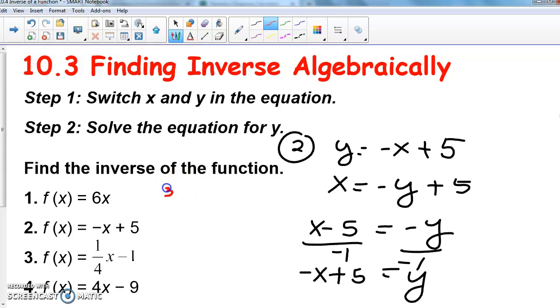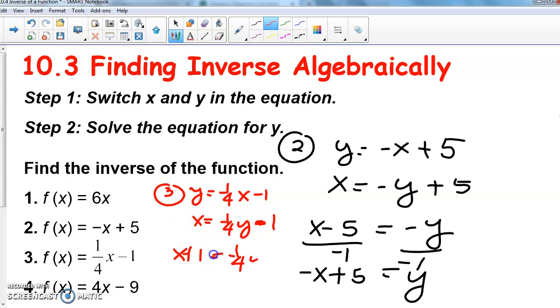For number 3, it's y equals 1/4 x take away 1. So switch x and y around. That's x equals 1/4 y minus 1. Okay, so move the 1 over, so it becomes x plus 1 is equal to 1/4 y. Now be careful when you multiply both sides by 4 because you have to distribute that 4 to the binomial on the left side. So it will be y is equal to 4x plus 4.